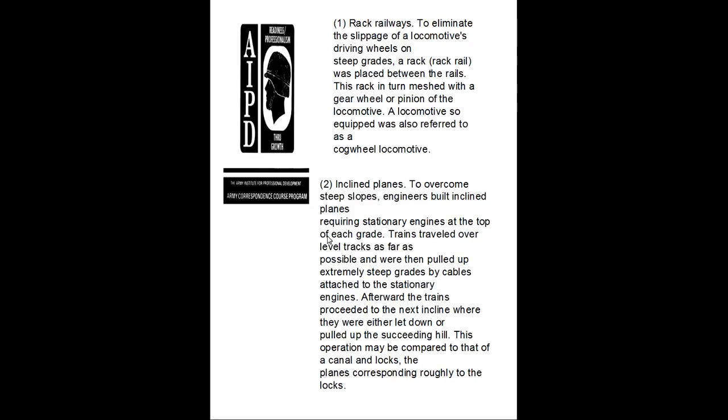2. Inclined planes. To overcome steep slopes, engineers built inclines requiring stationary engines at the top of each grade. Trains traveled over the level tracks as far as possible, then were pulled up the extremely steep grades by cables attached to the stationary engines. Afterward, trains proceeded to the next incline, where they were let down and pulled up the succeeding hill. This operation may be compared to that of a canal with locks, the plane corresponding roughly to the locks.